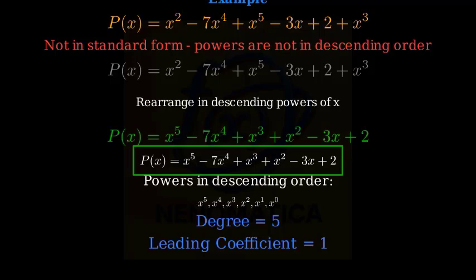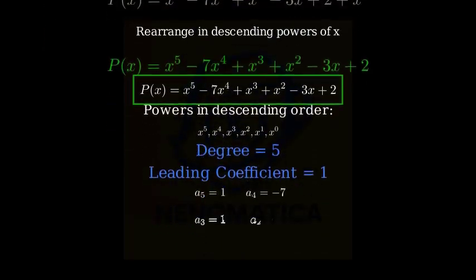Let's identify all the coefficients in our standard form polynomial. The coefficient of x to the 5th power is 1. The coefficient of x to the 4th power is negative 7. The coefficient of x cubed is 1. The coefficient of x squared is 1. The coefficient of x is negative 3. And the constant term, or coefficient of x to the power of 0, is 2.